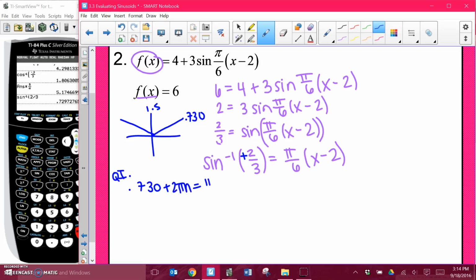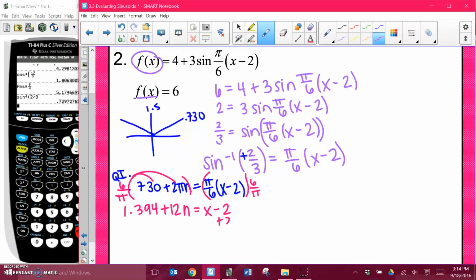And then I'm going to set it equal to the other side and do the same thing that I did before. So again, you're just going to multiply everything by the reciprocal. Or if you want to, you could multiply by 6 and then divide by pi. If I distribute this inside, I should get 1.394. 6 times 2 is going to give me 12, and the pi's cancel. And so finally, I would add 2 to both sides, and my first general solution should be 3.394 plus 12n equals x. Okay, so that's my first one.